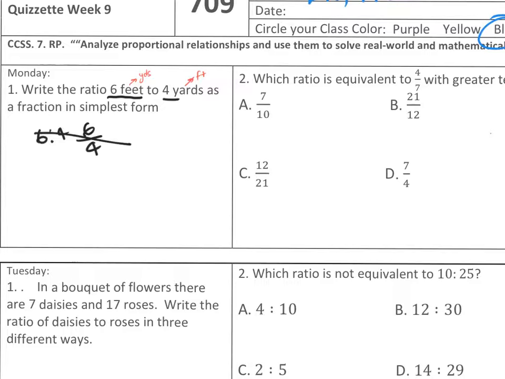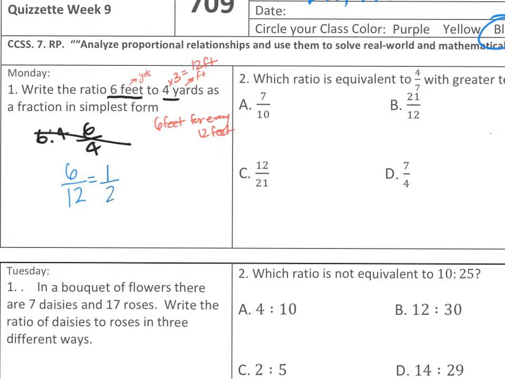So there are 3 feet in each yard. So here I have 4 yards. 4 yards times 3 equals 12 feet. So now I know I have 6 feet for every 12 feet. And the way I would write that ratio is like this. 6 to 12. It's also a fraction that can be reduced, and that's 1/2.